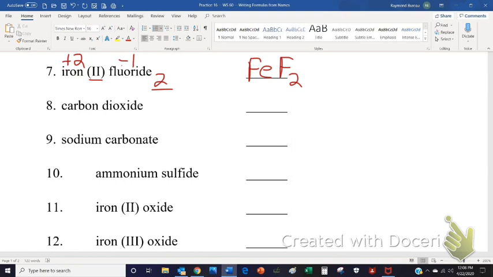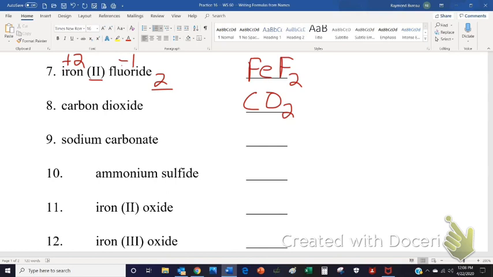Number 8, carbon dioxide. Hey, we got the di to tell us exactly what we need. We don't need oxidation numbers with a covalent bond. Those are both nonmetals. So carbon dioxide. 2 for di, O for oxygen.